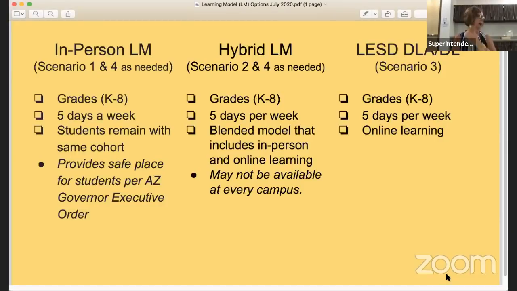We had a lot of staff that were willing to do whatever we asked them to do. And we had a lot of staff that, based on their needs, really wanted that opportunity for online or for hybrid. So tonight, I present these options to you for approval to go into the 2020-21 school year.